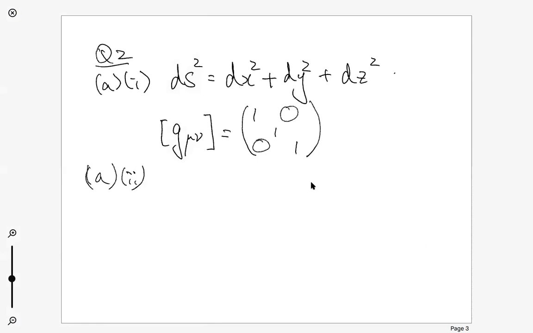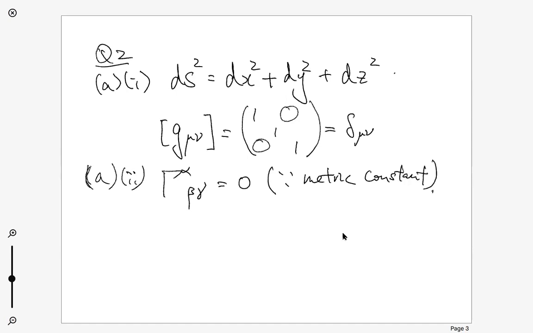Yeah, just the same as the previous question, right? Obviously the metric is constant. Well, actually we can even say that this is nothing but the Kronecker delta. It's a constant. So because the metric is constant, we have the Christoffel symbol being 0. Okay. So A3. What about the Riemann tensor?